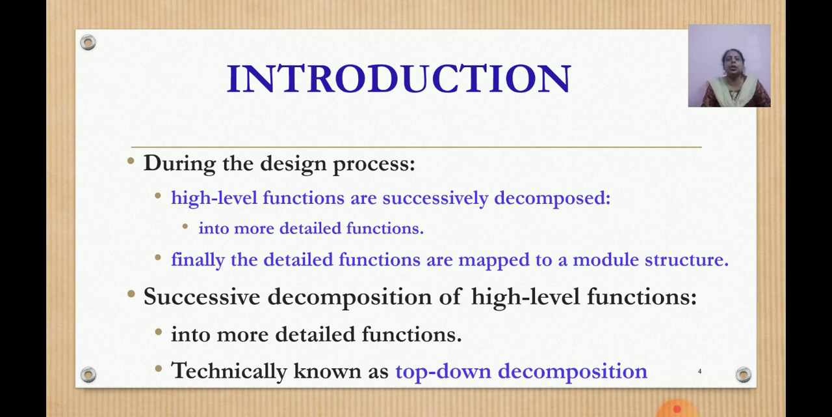Successive decomposition of high level functions into more detailed functions is technically known as top down decomposition. Means a main function is divided into sub functions, and again the sub functions are divided into more detailed sub functions, and this is known as top down decomposition.